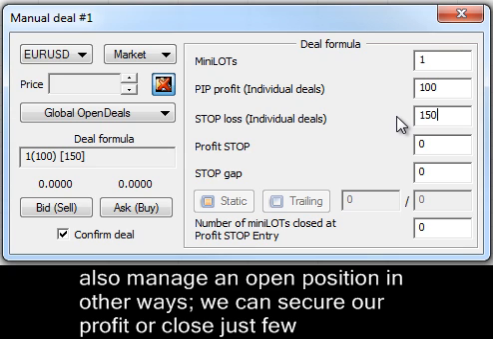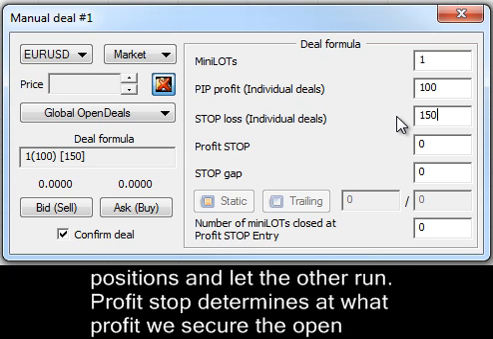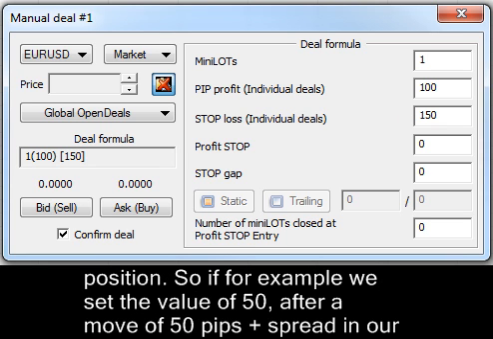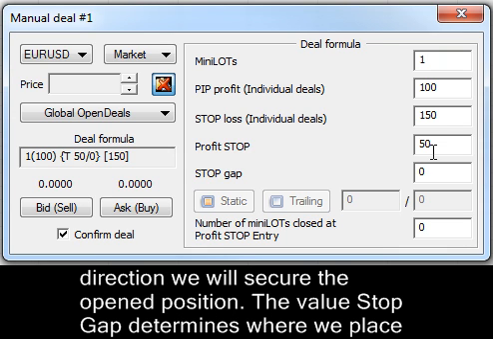We can also manage an open position in other ways. We can secure our profit or close just few positions and let the other run. Profit stop determines at what profit we secure the open position. So if, for example, we set the value of 50, after a move of 50 pips plus spread in our direction, we will secure the open position.